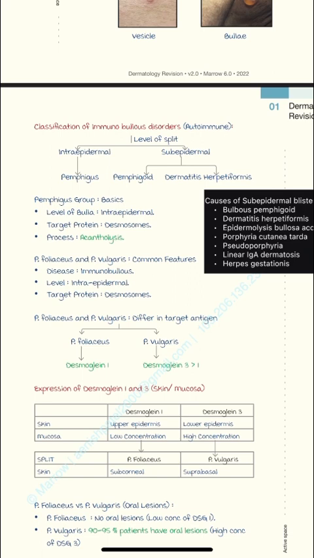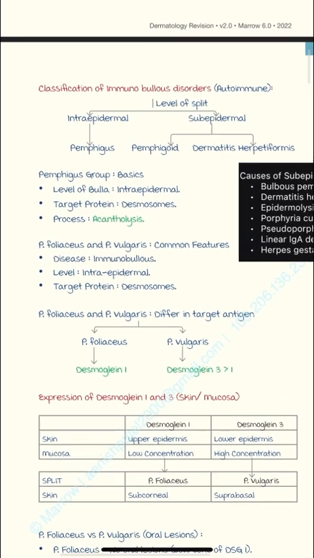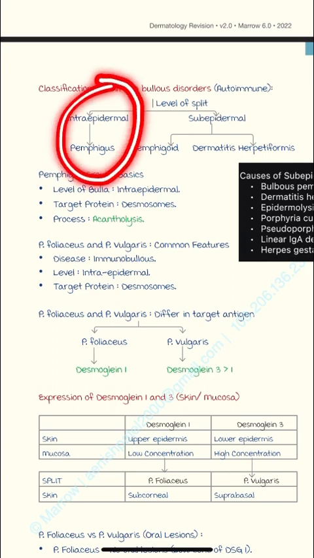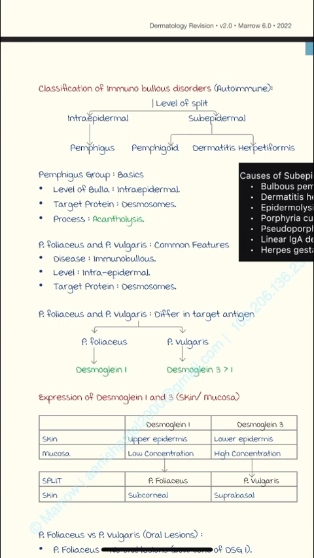Classification is based on the level of split. One is intraepidermal and another is subepidermal. Intraepidermal includes the pemphigus group, and subepidermal includes pemphigoid and dermatitis herpetiformis. First of all, let us see the intraepidermal pemphigus group. Here, the target protein is desmosomes and the process by which this occurs is acantholysis.